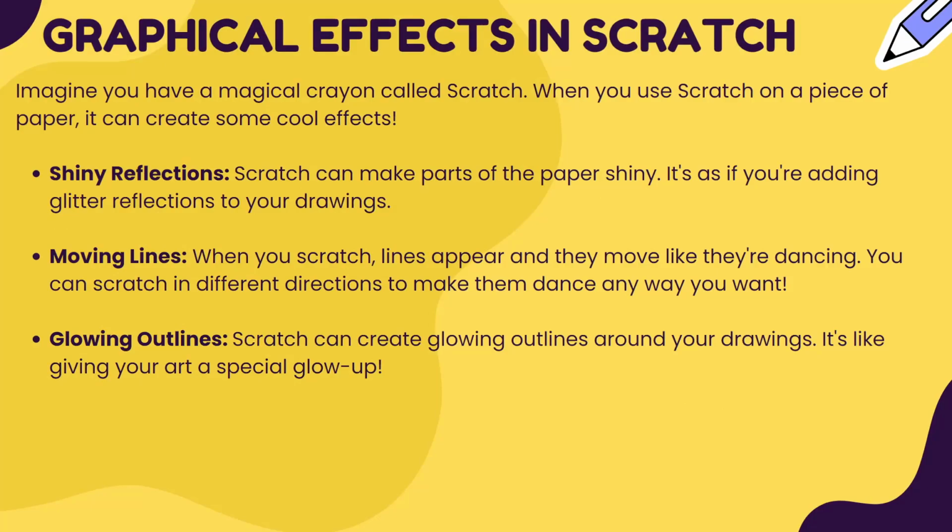Now imagine you have a magical crayon called Scratch. We can do some cool effects on it. Consider shiny reflections. Scratch can make parts of the paper shiny. It's as if you're adding glitter reflection to your drawings. Then you can make a moving line. You can grow the outlines. So this is just imagination of what you all can do if Scratch is on the paper.